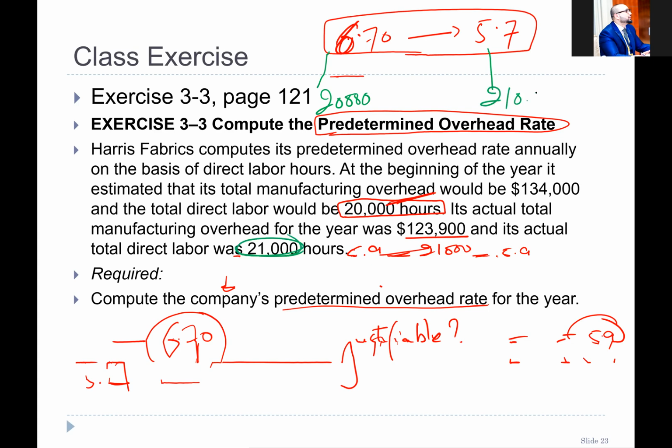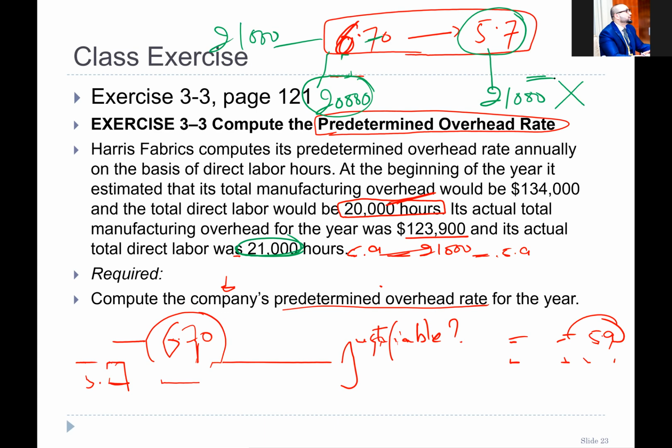So can you compare 6.7 with 5.7? No. The answer is no, right? Because our analysis was based on 20,000, but actually we spent 21,000 and our cost was 5.7. And now, are we eligible to say that we did well? The answer should be no. What if you find out the estimate based on 21,000 and then compare with the actual one? Then your answer would be whether you did well or not.